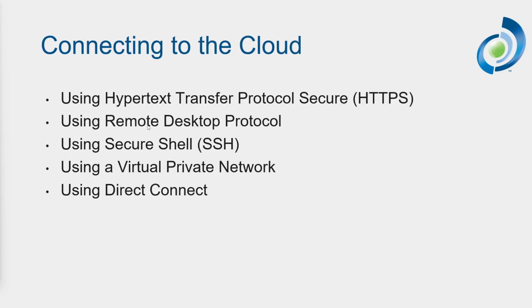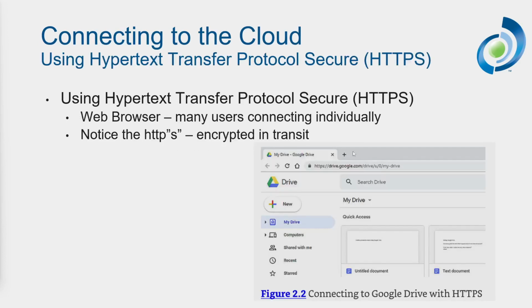So the next 5 sections, we're going to talk about using Hypertext Transfer Protocol Secure, which is HTTPS with the S on the end of it. Then we're also going to talk about using Remote Desktop Protocol, using Secure Shell or SSH, using Virtual Private Network, and using Direct Connect. Now, some of these you probably already know about. We're going to review them quickly, and a couple of these might be the first time you've ever heard about this, unless you've already been working in the cloud.